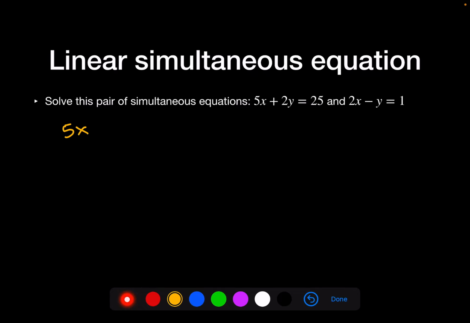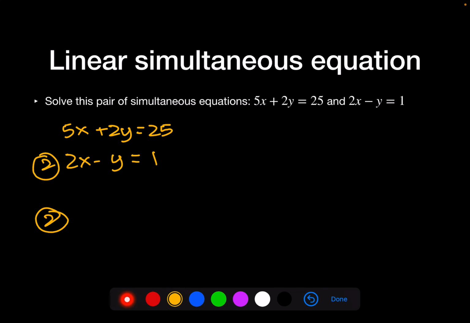So we have 5x plus 2y is equal to 25. And we also have 2x minus y is equal to 1. Okay, so what I'm going to do is take the second equation first because that looks easier. I am going to isolate the y by itself. So I'm going to take equation number 2 and rearrange it.